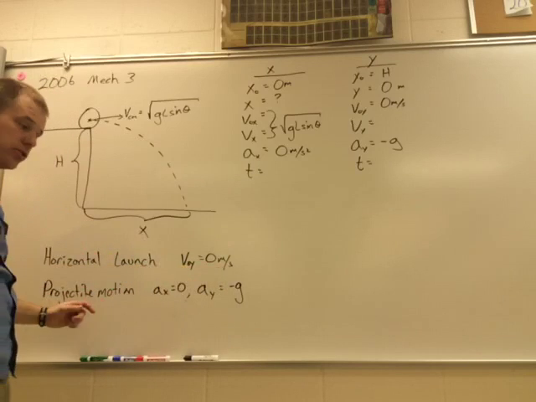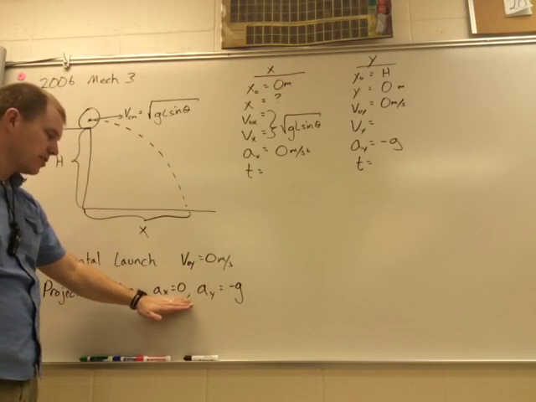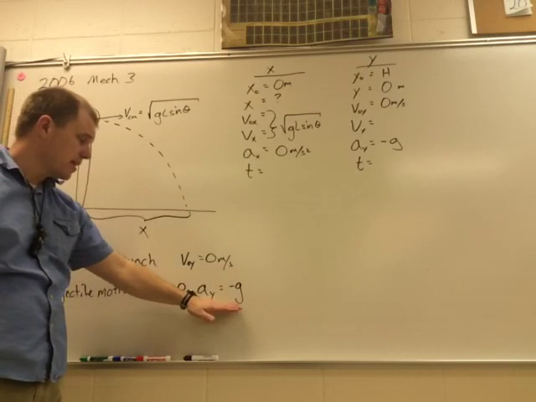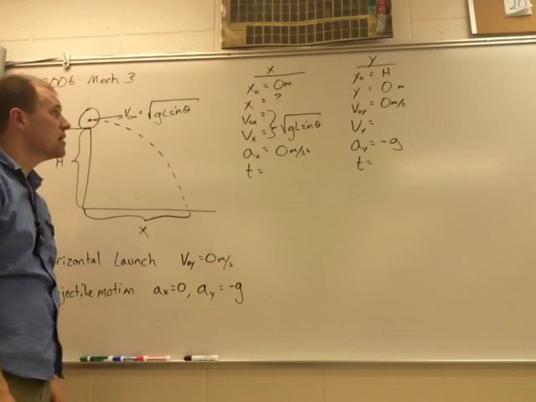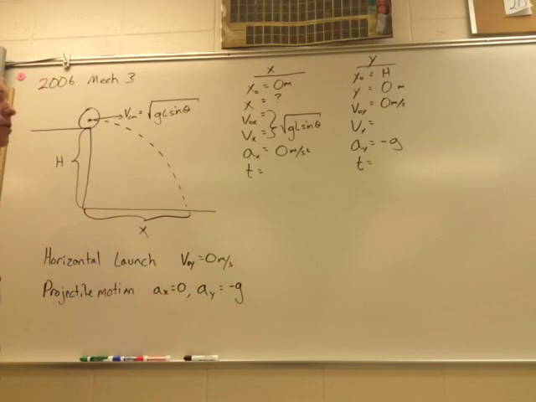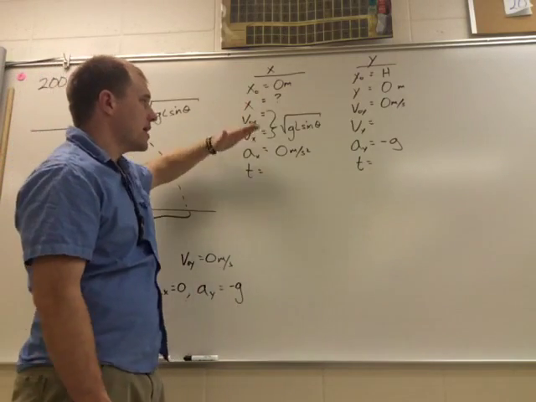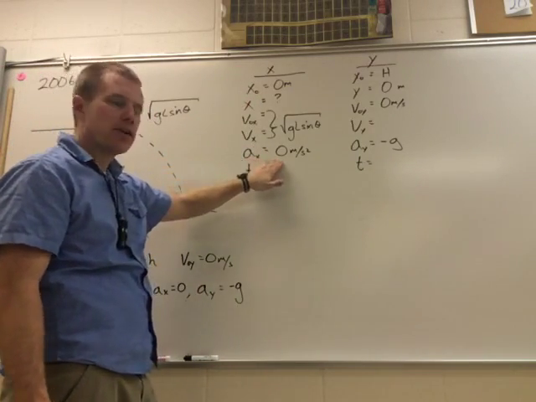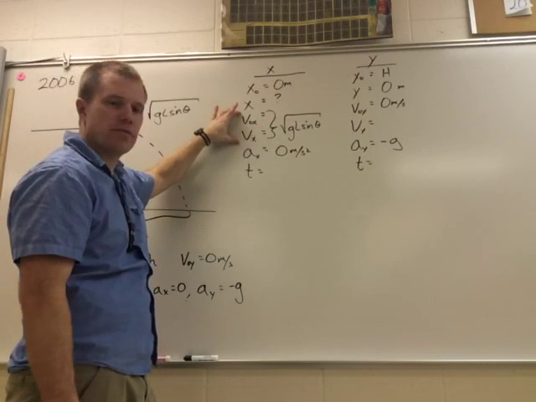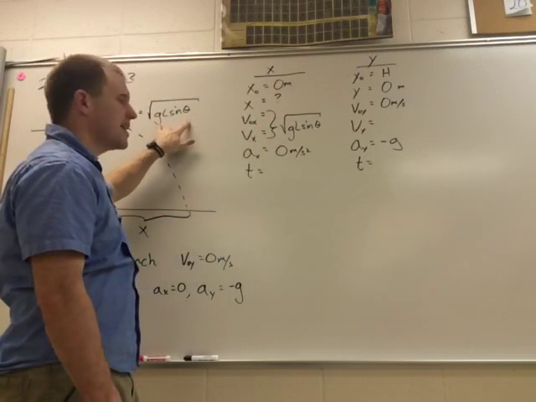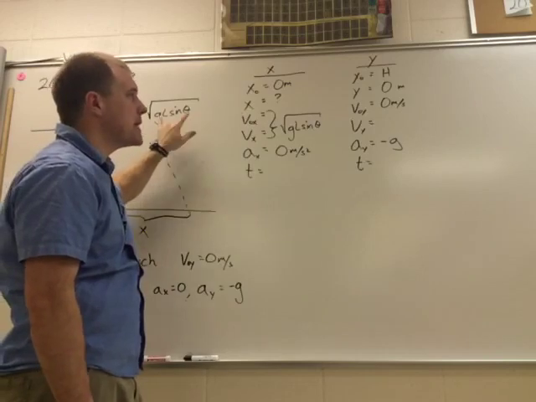We have a projectile motion telling me my acceleration in the x direction is 0 because there's no air resistance, and in the y direction is negative g. So now we're going to go ahead and set that up. When we set up projectile motion, we're going to set up our x variables, and whenever the acceleration is 0, the initial and final velocities are the same, and that's that square root of g L sine theta we got in part B.